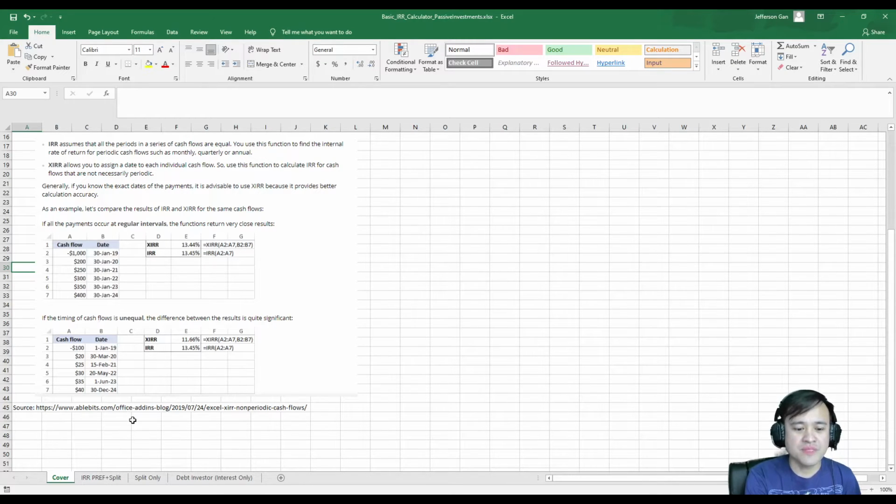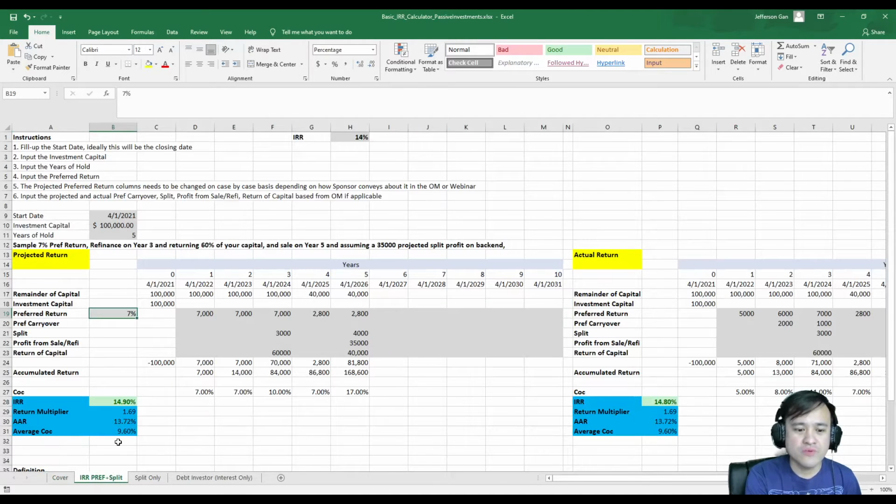So let's start. We have three varieties that will be supported for this version 1 of the calculator. One is the preferred return with a split. Another one is a split only. Another one is interest only. So let's go with the preferred split.